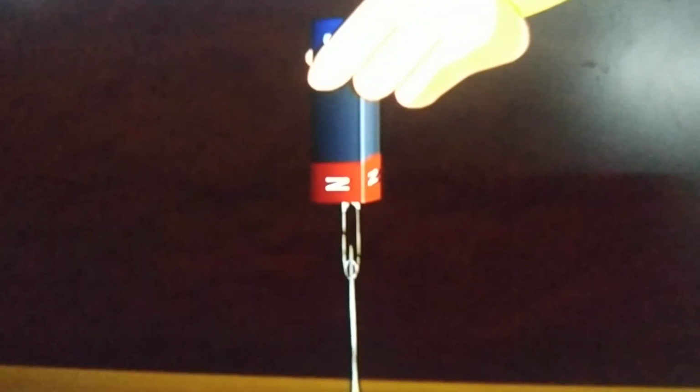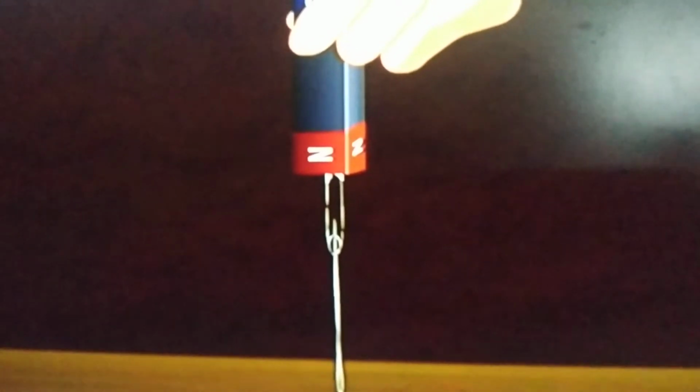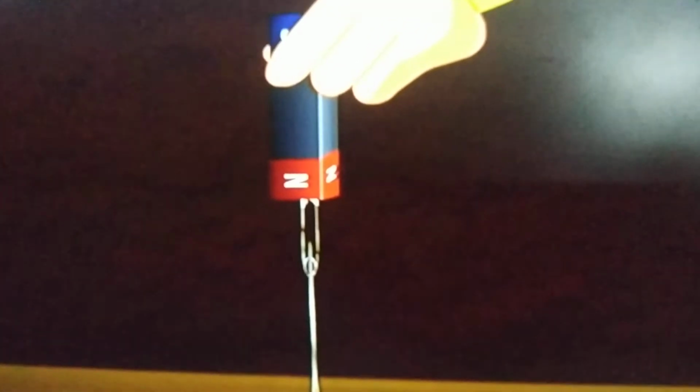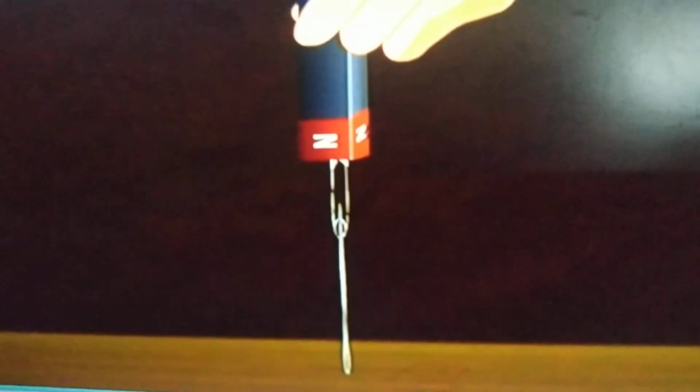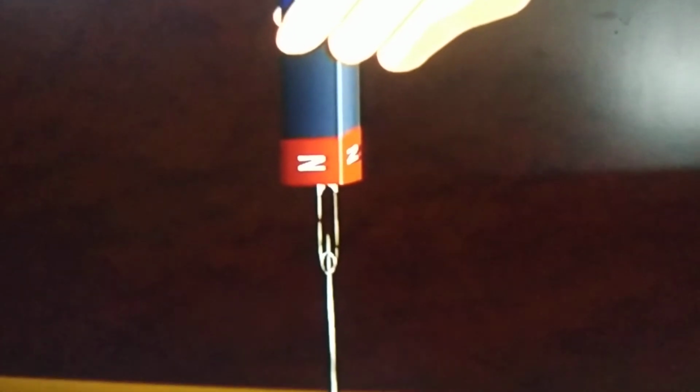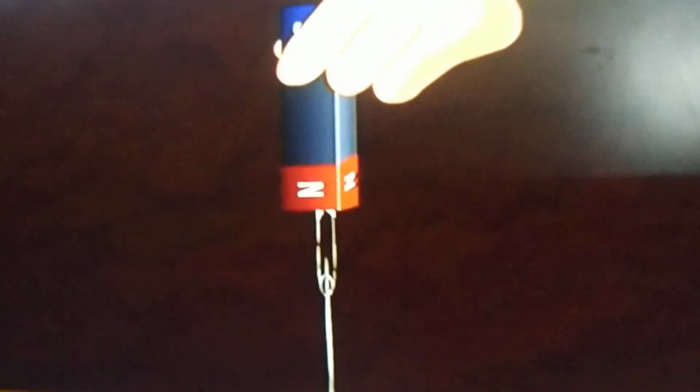So this magnetic property possessed by a magnetic substance due to the presence of a magnet near it is called magnetic induction. What is magnetic induction? The magnetic property possessed by a magnetic substance due to the presence of a magnet near it, not somewhere else, is called magnetic induction.